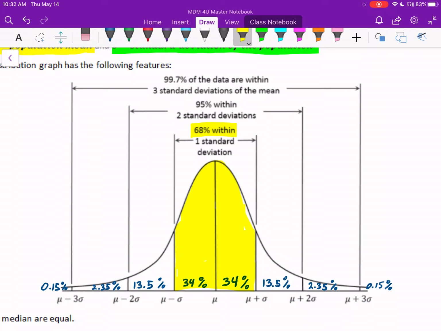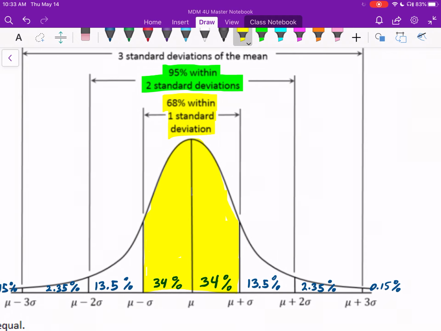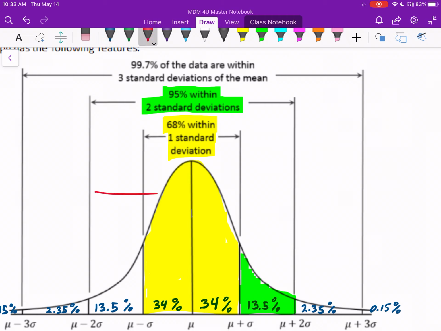We know that 95% of data falls within two standard deviations. And that means that if I wanted to find out the area just under this section here, which I've already filled in, where did that 13.5 come from? Well, it comes from the fact that between these two lines is 95%. But we've already accounted for 68% of it here, right?